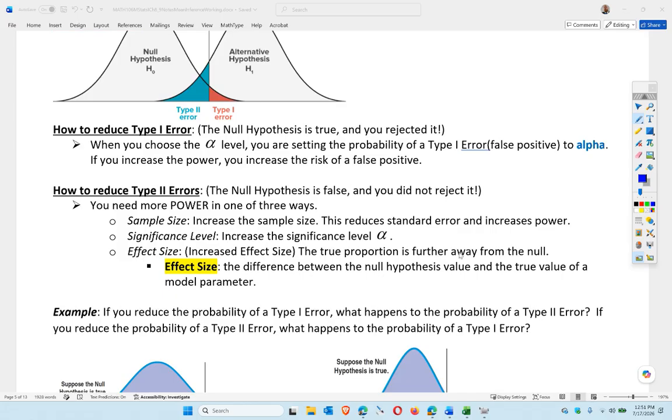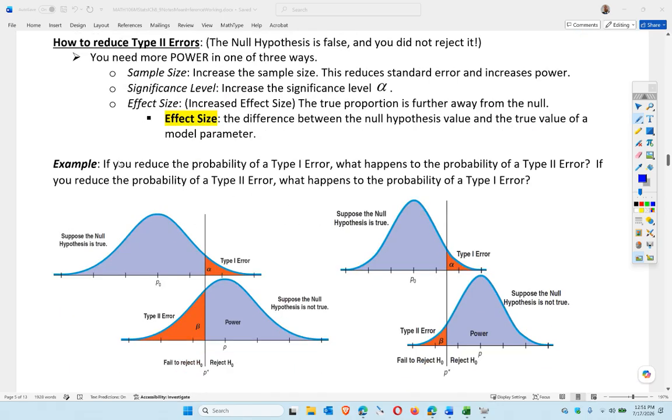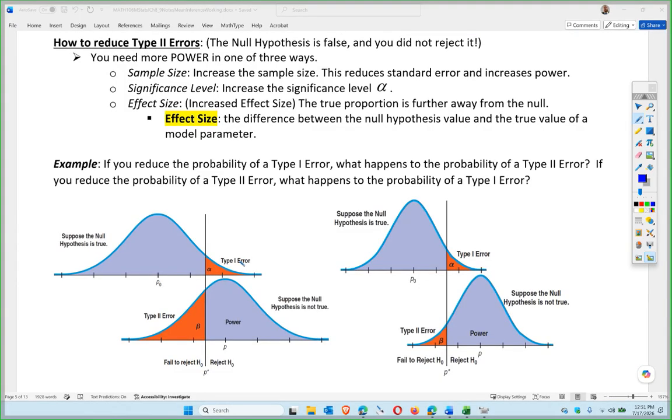But here's the thing: just because I change the alpha, if I increase it or decrease it, that will help me with type 1. But the problem is it's going to affect one versus the other. So essentially, if you reduce the probability of a type 1 error, what is the probability of a type 2 error? If you reduce the probability of a type 2 error, what is the probability of a type 1 error? Well, there's an overlap here. If I just reduce this one by sliding this line over, it's just going to increase B, and likewise if I go the other way. So these are related essentially.